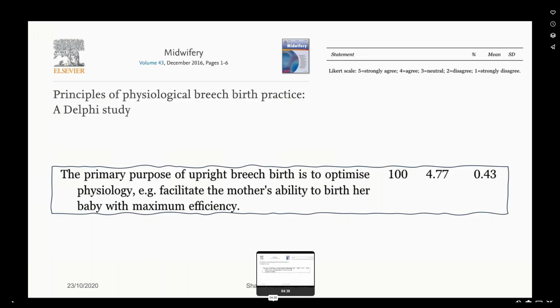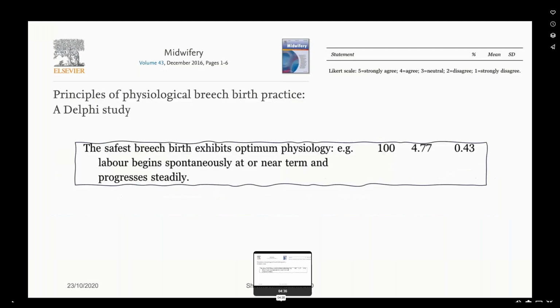Okay, so the woman herself should understand that the upright position is to optimize the physiology and facilitate the woman's ability to birth her baby with maximum efficacy. So this is number two. And then the safest breech birth exhibits optimum physiology. So when the labor begins spontaneously at or near term and progresses steadily, there is no hands-off technique.